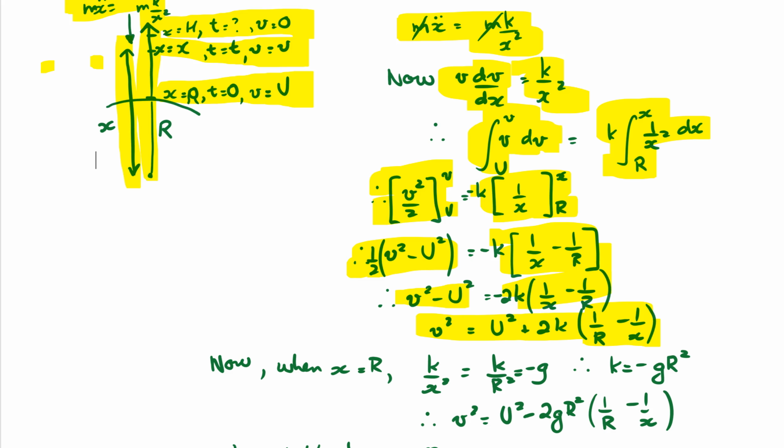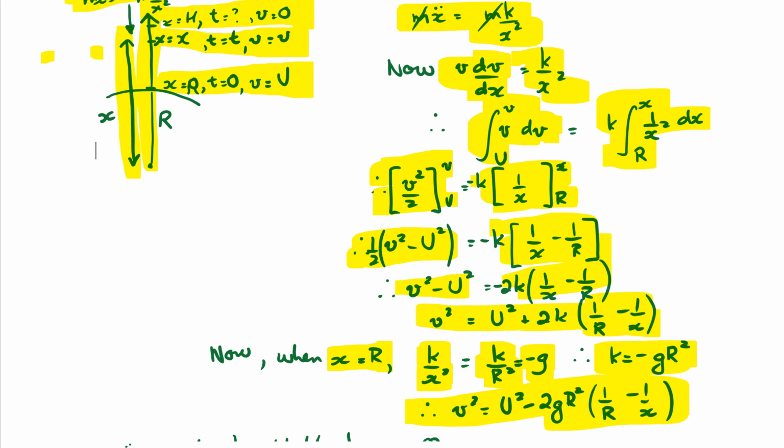Now, I need to know something about k before I can get the expression up above. So when x equals r, when we're at the surface of the Earth, then the acceleration due to gravity, which is k on x squared, becomes k on r squared, which is minus g. So k equals minus g on r squared. So we simply plug that into our equation and we get the expression that they wanted us to, which gives us the velocity as a function of height.